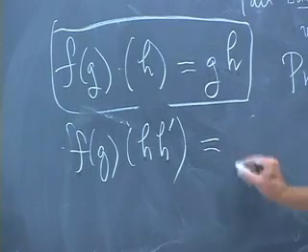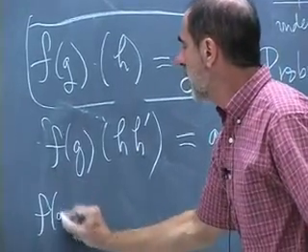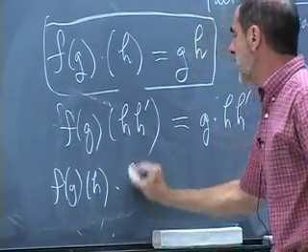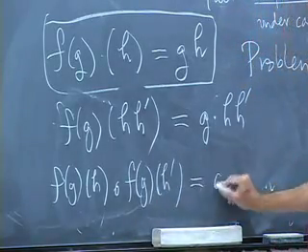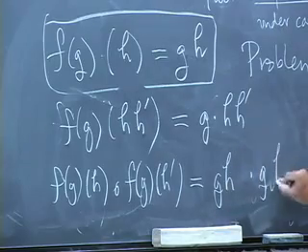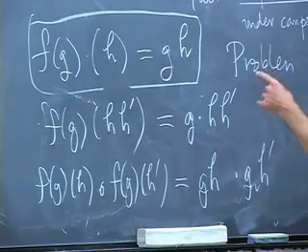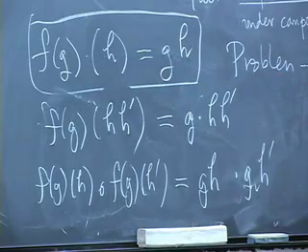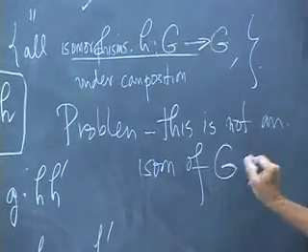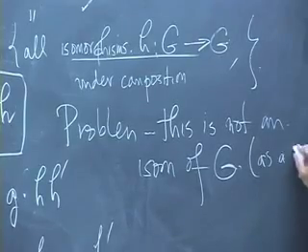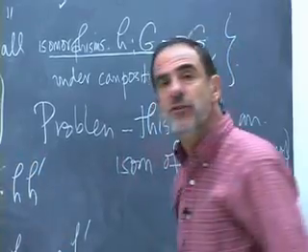And this is, by definition, g times hh prime. Whereas f of g of h composed with f of g of h prime is, on the other hand, gh times gh prime. And there's no reason that that's equal to that. So it is not an isomorphism of G as a group. It's a nice set theoretic map that takes G to G, but it doesn't commute with the multiplication in G.